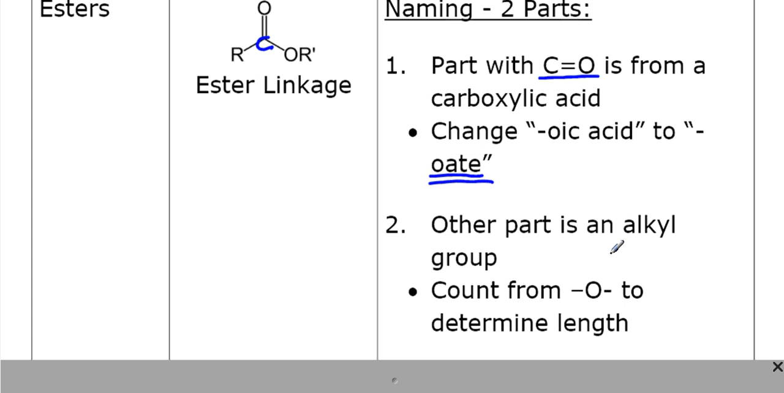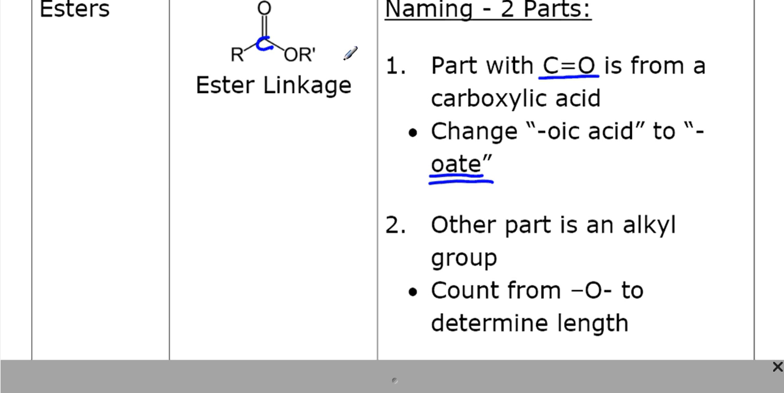The other part is considered an alkyl group, or like a branch, and it's the part that's attached over here with that oxygen. So we just name it like a methyl or an ethyl or a propyl. It doesn't matter, whatever its length is, you count outwards and you put its name together. Then you put the branch name and then you end in OATE.